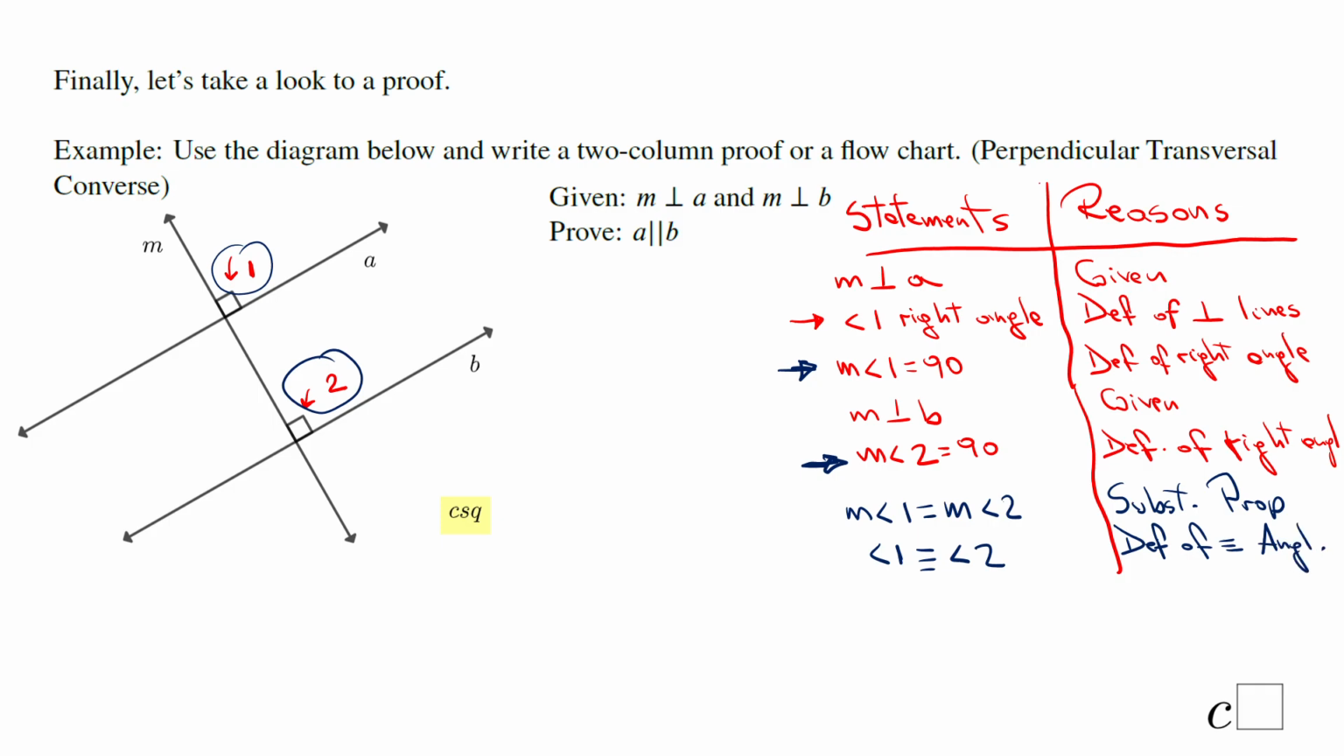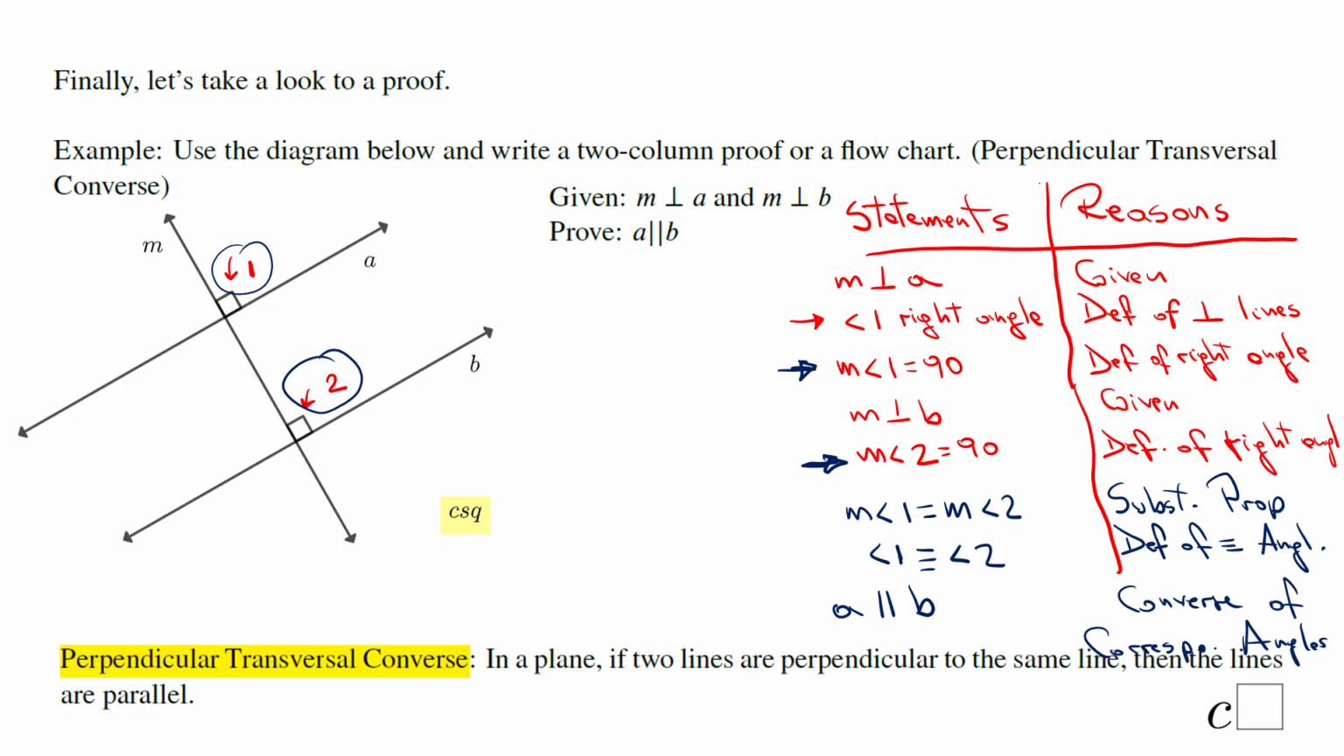And if these two angles are congruent, what can we say about A and B? They are parallel lines. Why? Because these two angles are corresponding angles. So here will be the converse of corresponding angles. Okay, so this is a proof of this perpendicular transversal converse.